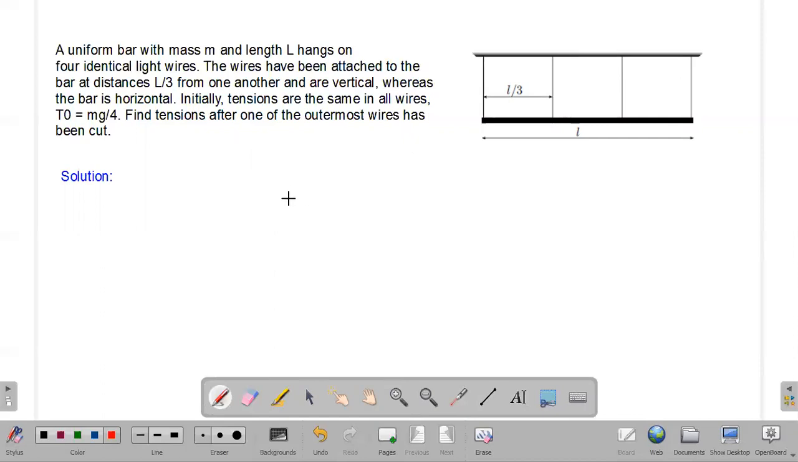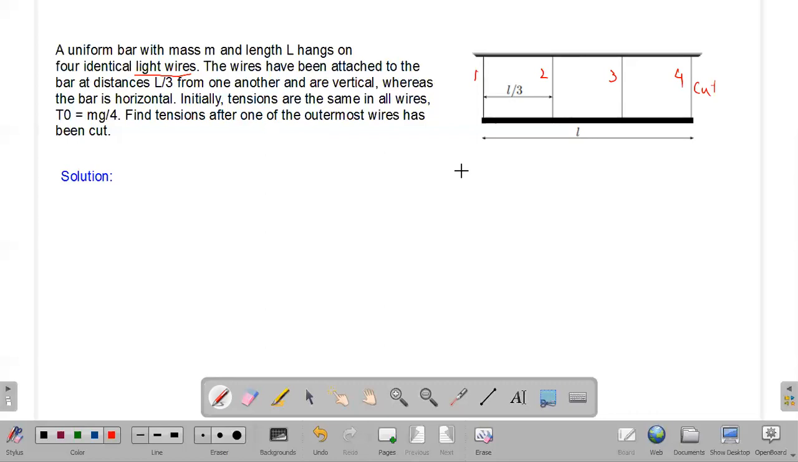What is the concept behind this question? Suppose that we cut the right wire, and then wire number 1, wire number 2, and wire number 3 are left. First of all, notice that they are light wires. As soon as we cut wire number 4, the outermost wire, all three wires will be slightly stretched. Wire 1, wire 2, and wire 3 are going to stretch slightly.